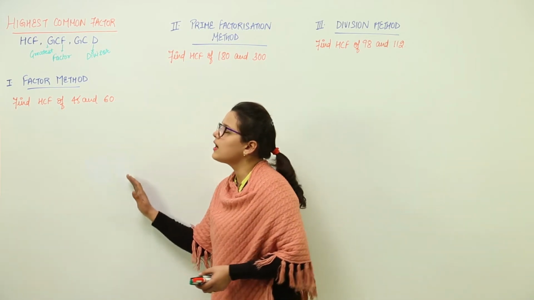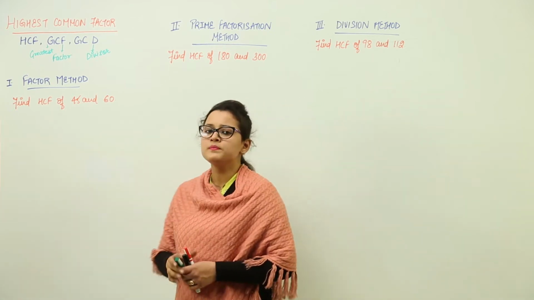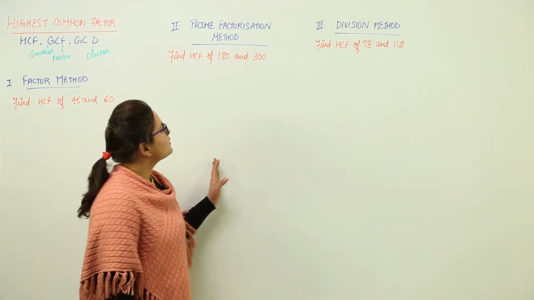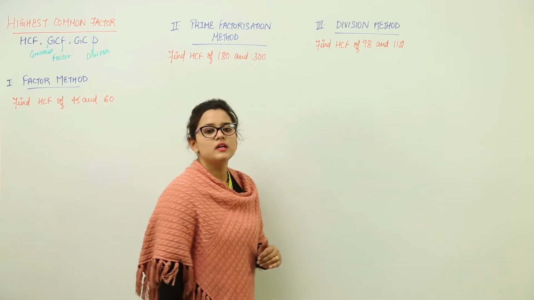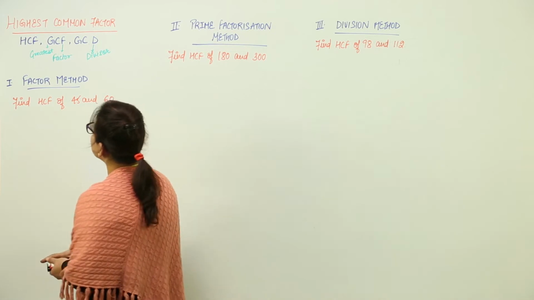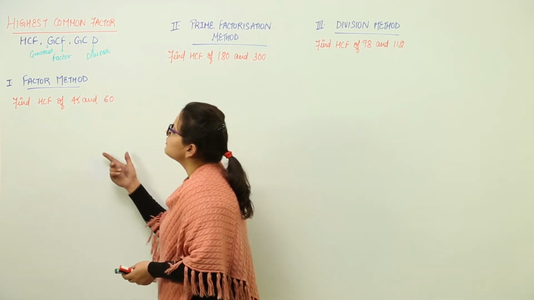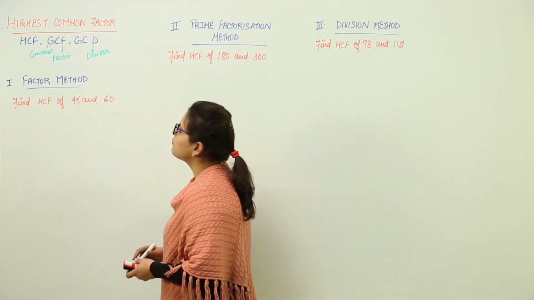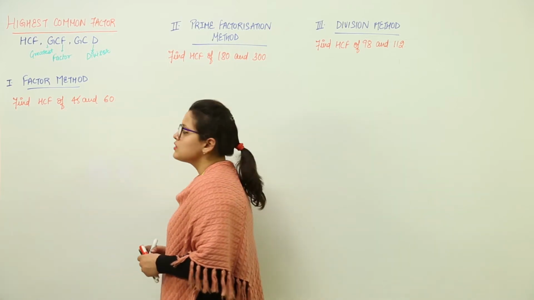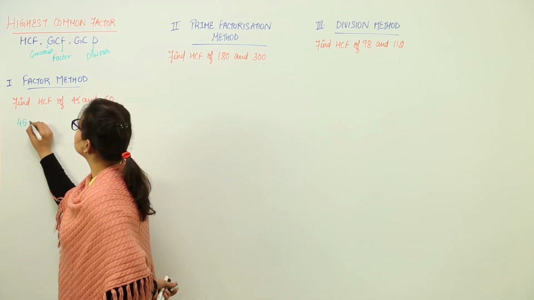We'll be finding the highest common factor by three methods: the factor method, the prime factorization method, and the division method. We'll take examples for each. I have taken an example for the factor method, in which we have to find the HCF of 45 and 60. For this we are going to write the factors.